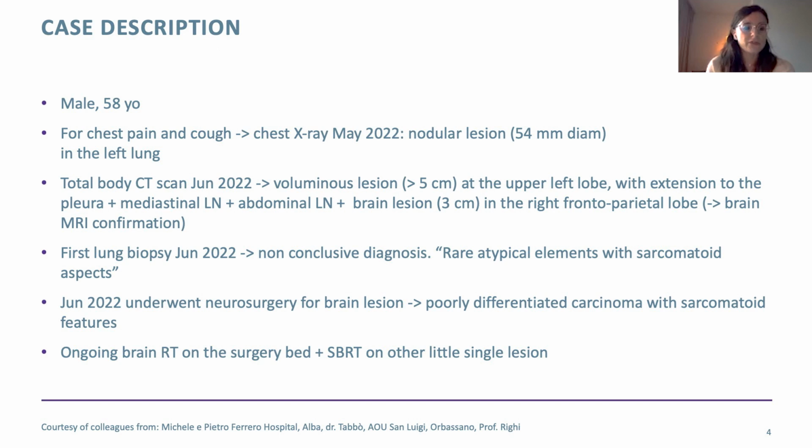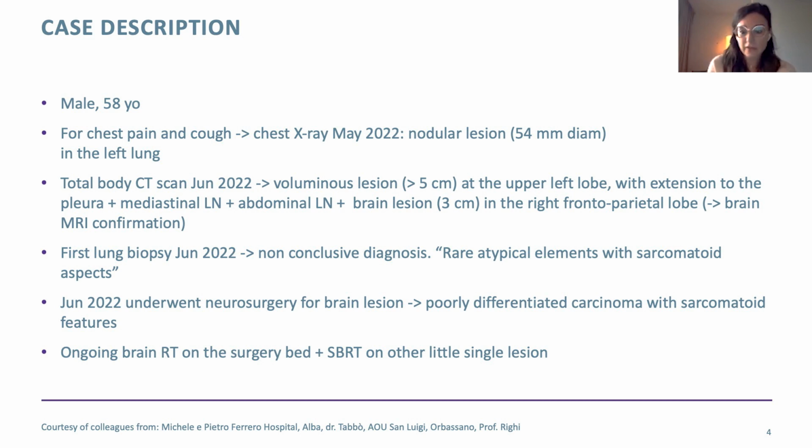So this is a case of a male patient, 50 years old, that for some symptom got to clinicians that performed some radiological investigation, and a nodular lesion in the lung was detected. At the same time, with the CT scan, they also detected the fact that the patient was at an advanced stage because there was also a brain lesion.